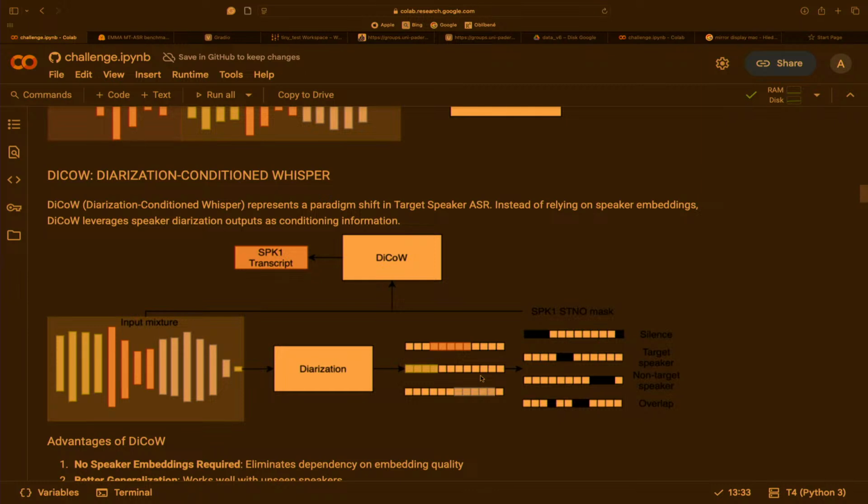So the STNO is a mask that is saying, for a specific speaker, which would be here speaker 1, where the speaker is speaking, so the target speaker, where there is silence, so no one else is speaking, where someone else is speaking, it might be multiple people, but not me, and where speaker 1 is overlapping with someone else. So you can see here that, for example, in this 4th frame, there is overlap of green and red speaker, right?